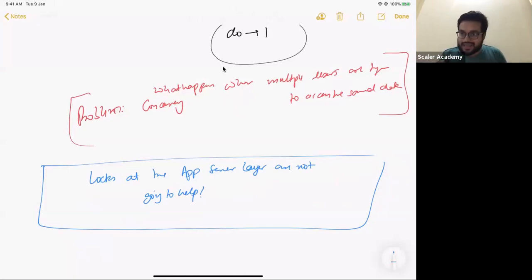Let's have locks at the DB layer. And that makes sense because even if you have data sharded across multiple DBs, what we discussed was that a particular entry is going to be at one particular box. Does that make sense? This is what we discussed, right? So having a lock at the DB layer is going to solve the problem for us theoretically.